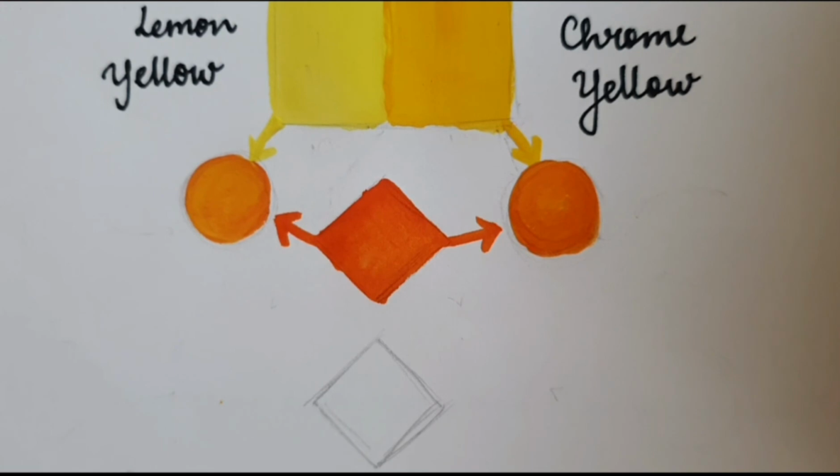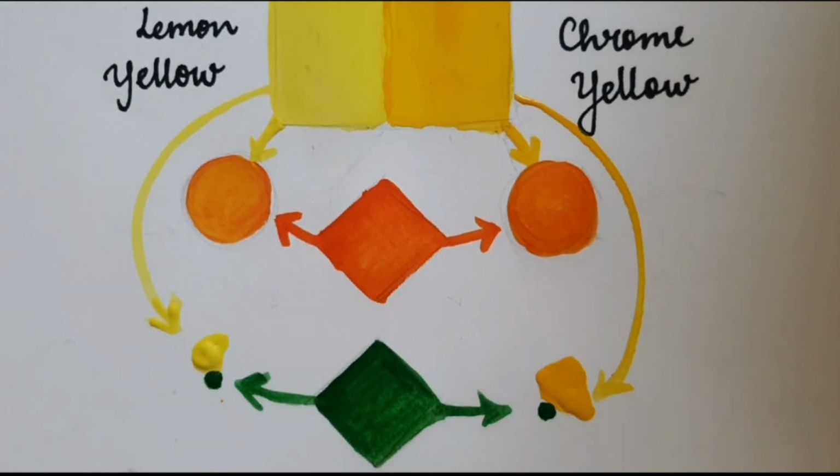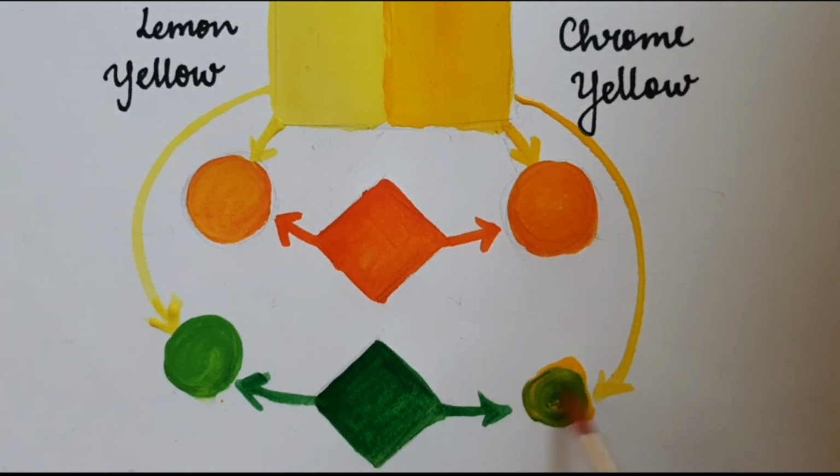Now let's try with the green. Because yellow is a lighter color, that is why we need very little of green to test the shade. Look at the kind of green we have got over here. Let's check the other one. This looks more like an olive. So that's the difference between lemon yellow and chrome yellow.